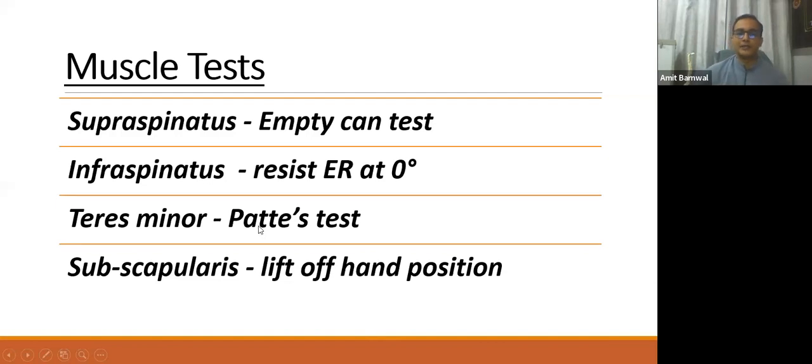And for the subscapularis, we can have a lift off test. We ask the patient to keep the hand at the back of the side. I hope it's visible. And we ask the patient to lift it off. If the patient is able to do it or not, we get an overview of whether the subscapularis is functioning or not.